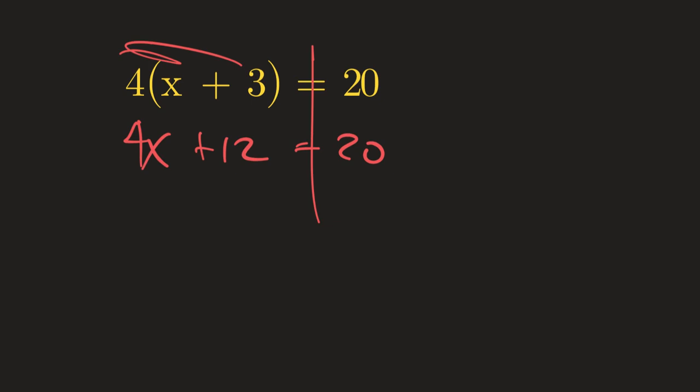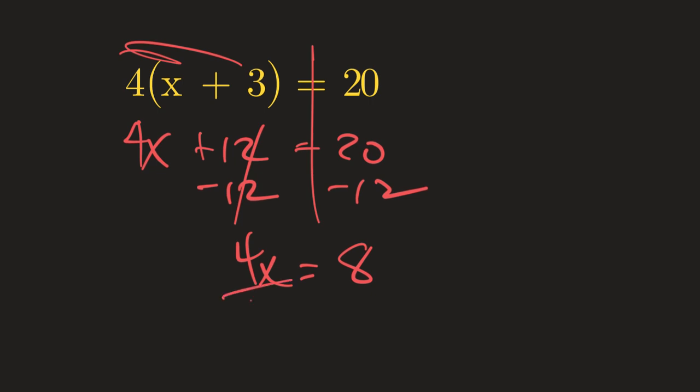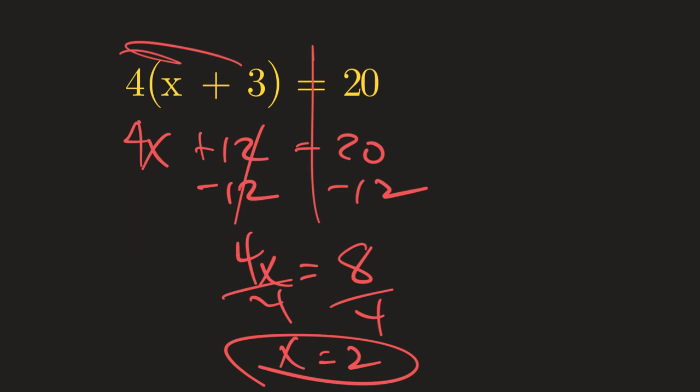What's probably going away now? What's the next move? Minus 12. Love it. 20 minus 12 is 8. Solving step. Divide by 4. Excellent. X equals 2. Get the distribution done, turns it into a nice 2-step equation. Boom, boom, boom, very straightforward. Nice, clean answer, we're good.